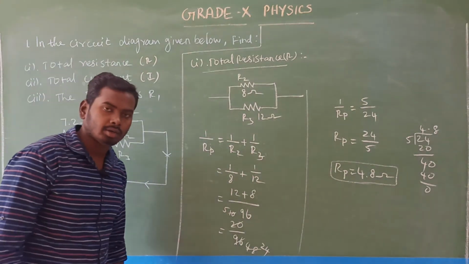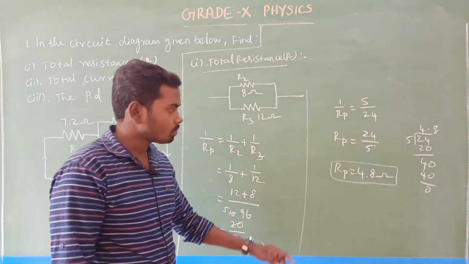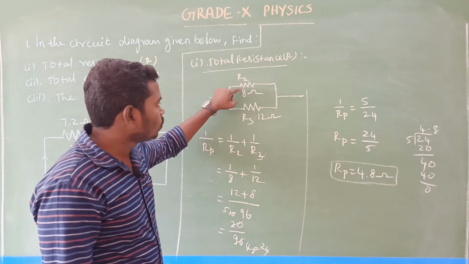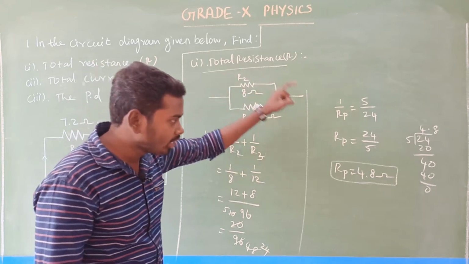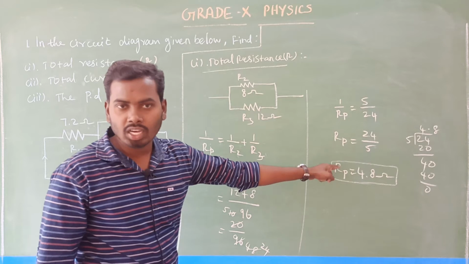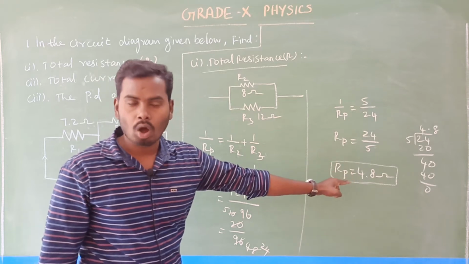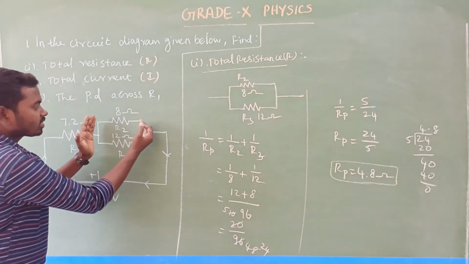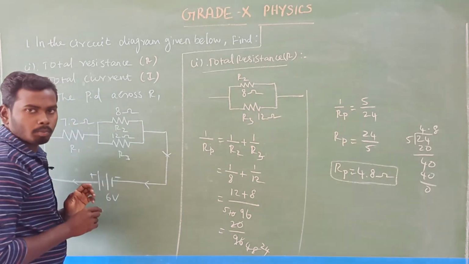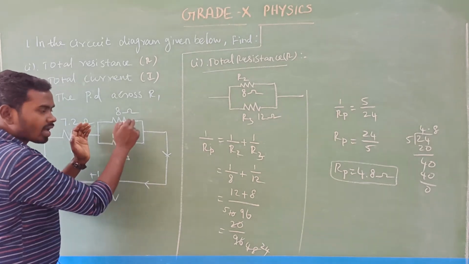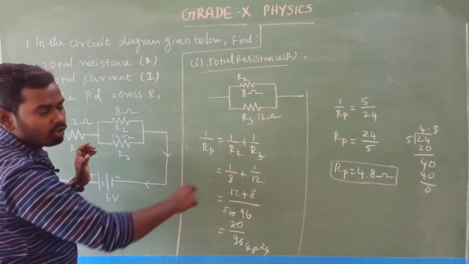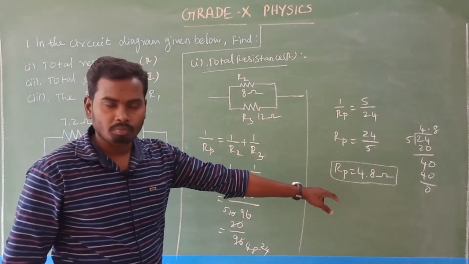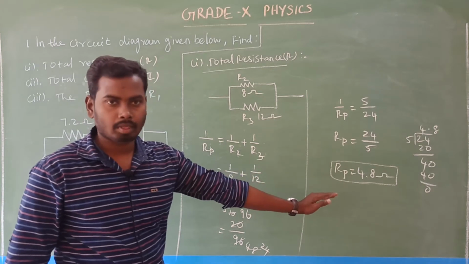4.8 ohm. Is it clear? Look at here. We have converted, note this very important point, these two resistors connected in parallel into only one resistor that is equal to 4.8 ohm. So this combination value is 4.8 ohm. Is that clear, students? It's very easy.